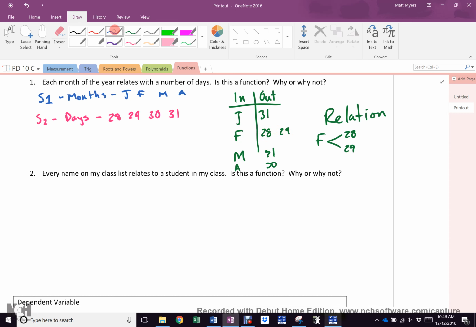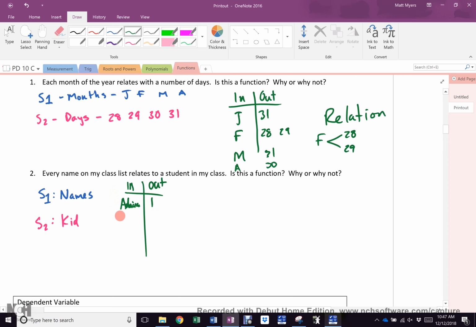What is the set 1 here? The names. What is set 2? The kid. Right? Everybody agree? If I input a name, Adara, how many kids have that name? 1. That kid right there. Everybody agree?